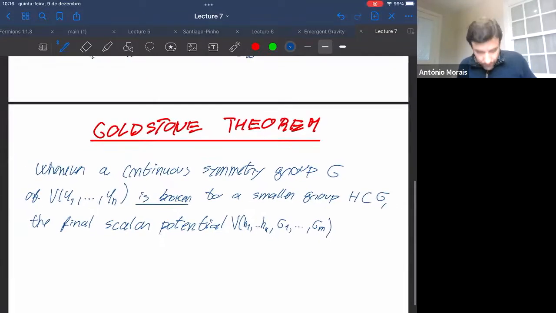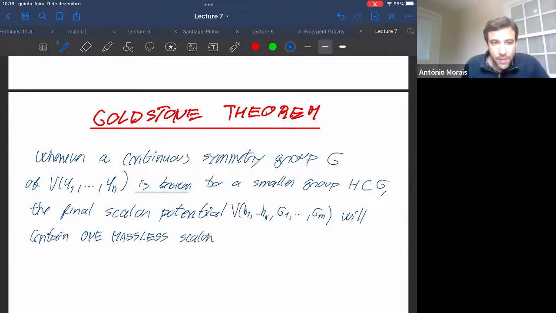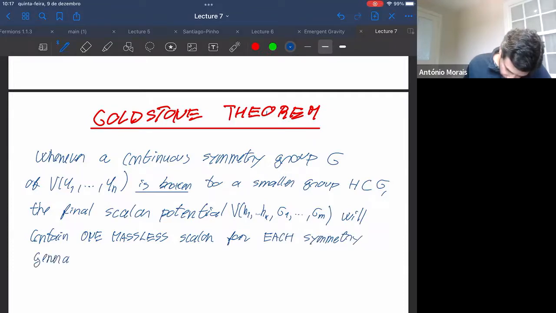So this is the final scalar potential. The final scalar potential will contain one massless scalar particle for each symmetry generator that is broken.